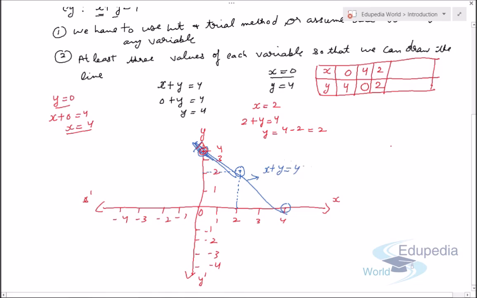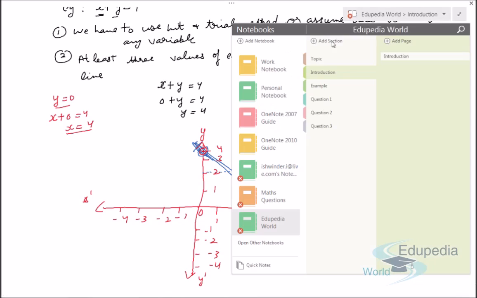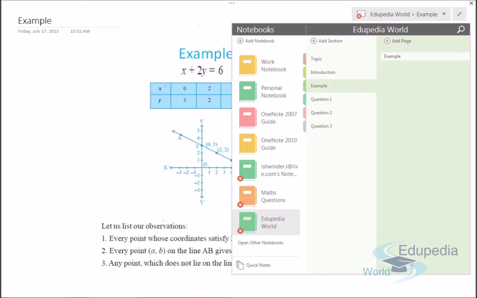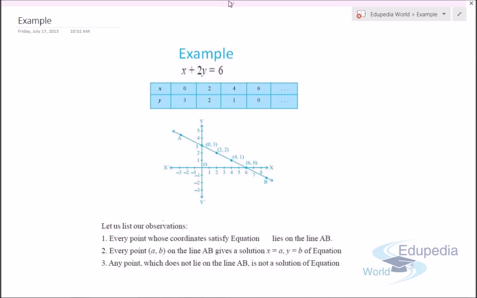So this is how we use the graphical method to get a solution of linear equations in two variables. Now further we will discuss some examples and questions so that it becomes more clear to you how we can use the concept of graphical solution.